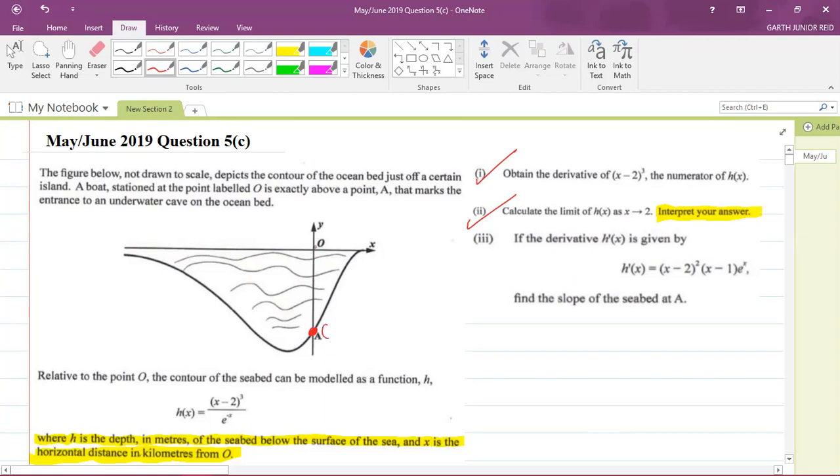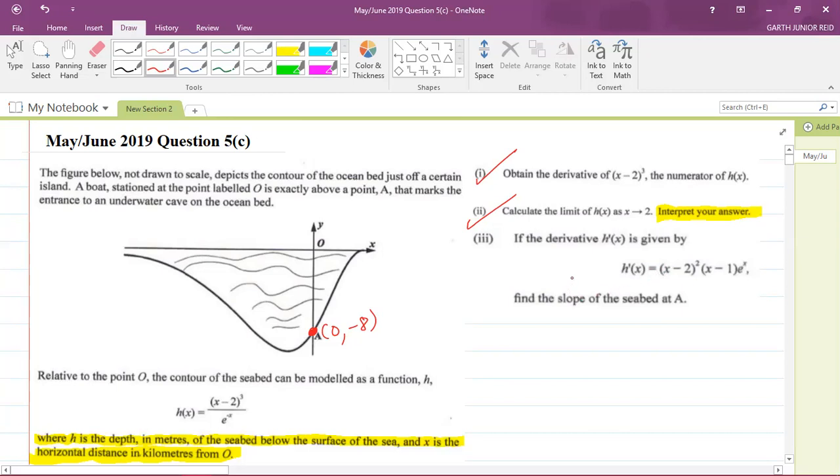We know that the coordinate for the point A is (0, -8). Now you might be wondering, how did I get that -8? I got it by substituting x as zero into the function h here. You don't necessarily need the y coordinate, but just to show you that you could easily calculate it by substituting x as zero into the function h that was given. So to find the slope of the seabed at the point A, we would need to substitute x as zero into the derivative given.